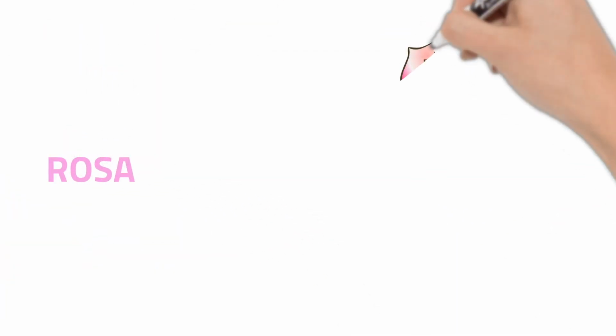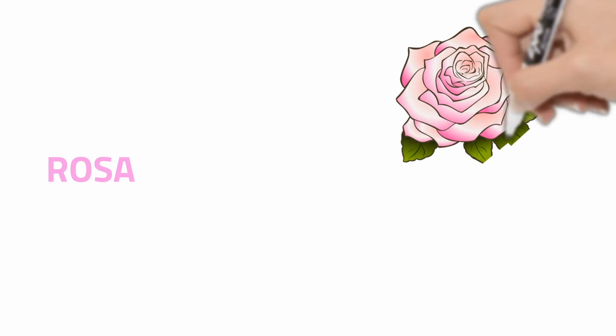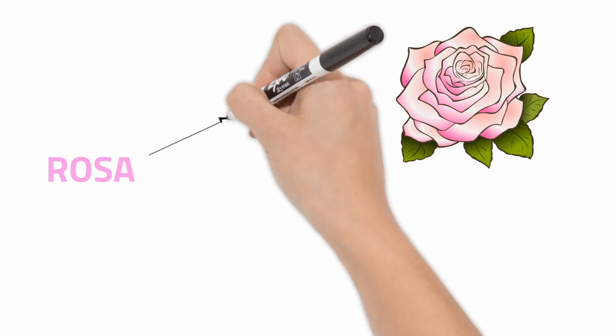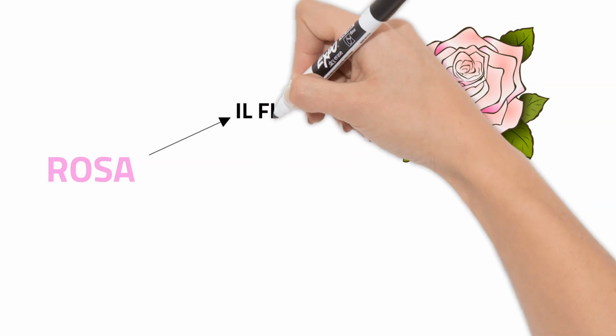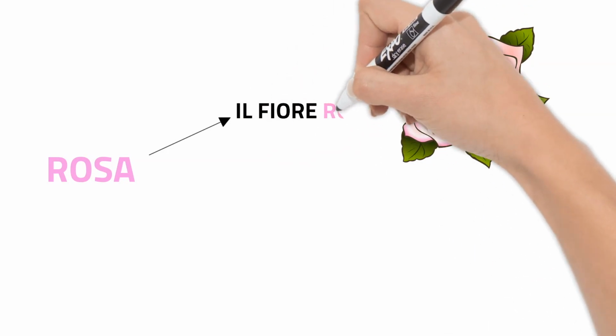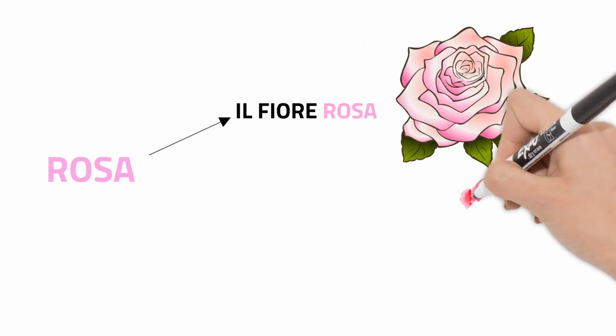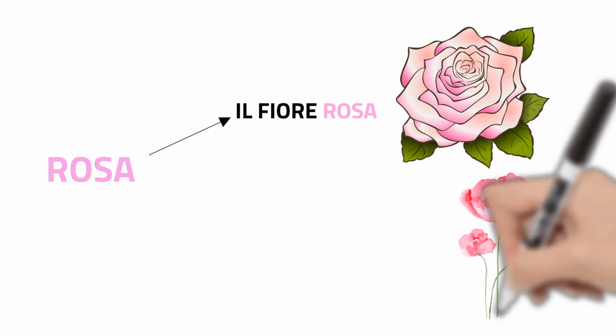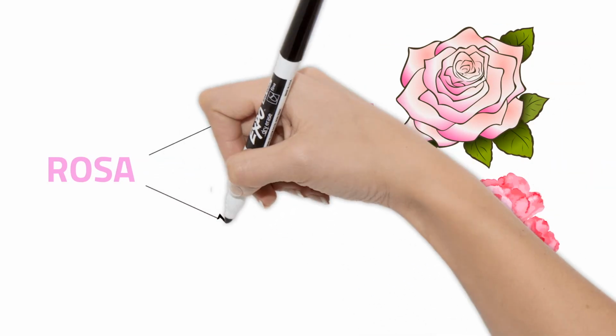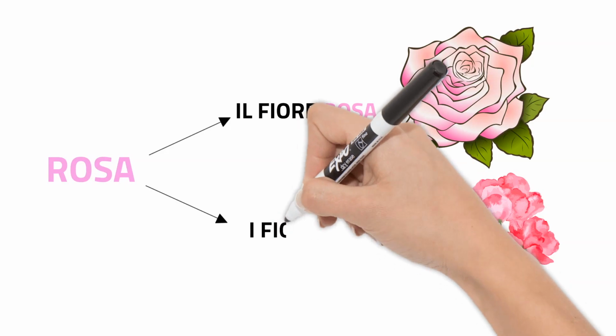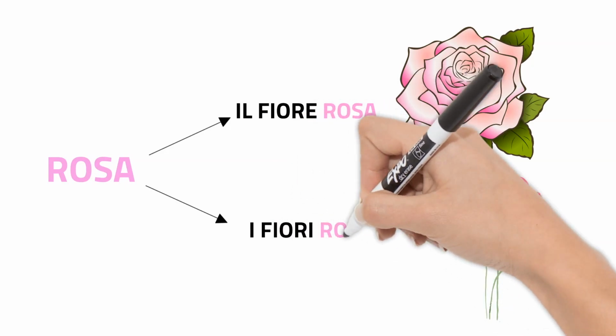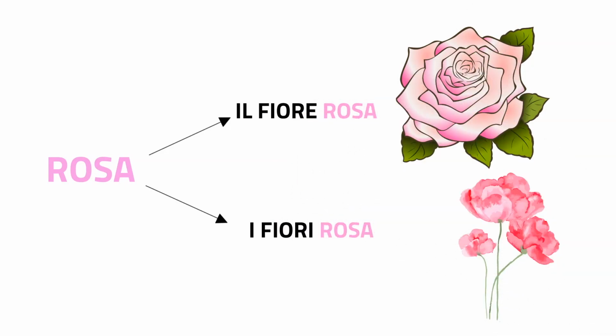Our next color is rosa. Let's draw a flower here. Flower is called il fiore. So in the singular, il fiore rosa, the pink flower. And here we have the plural of flowers, fiori. And then we say i fiori rosa. Again, nothing changes in terms of the color.